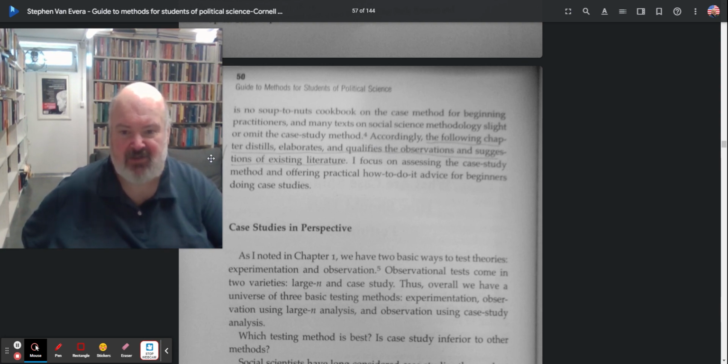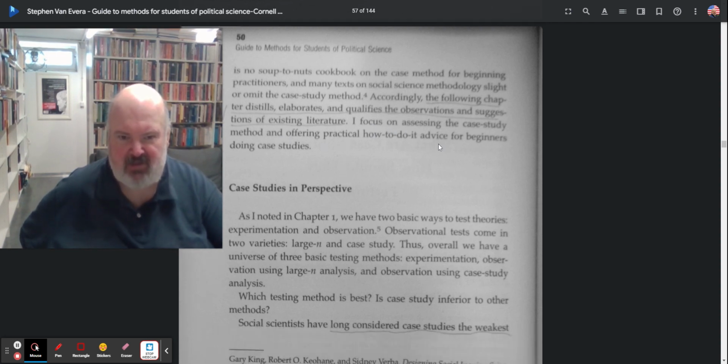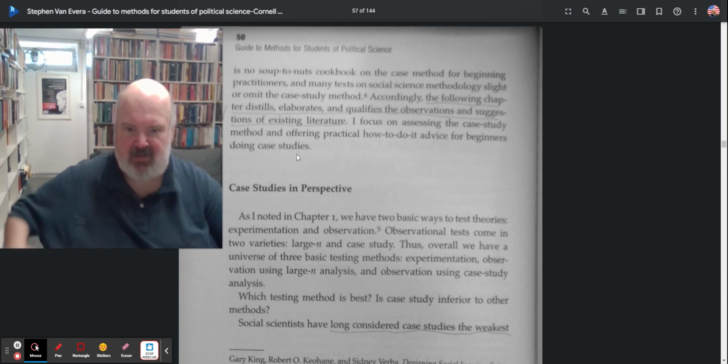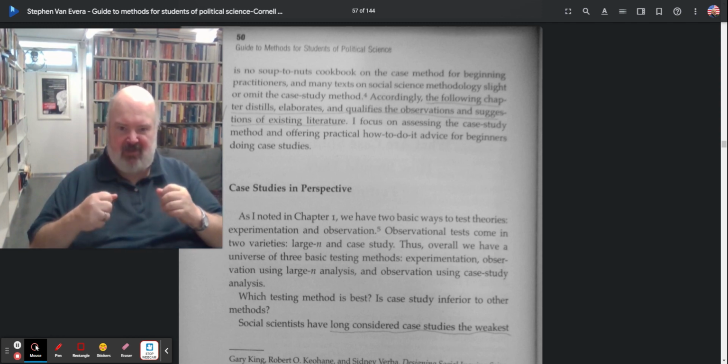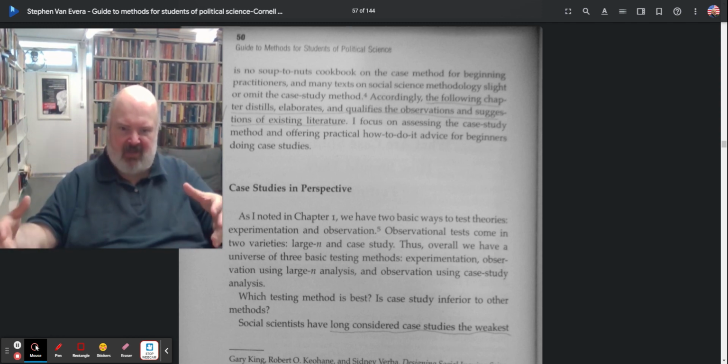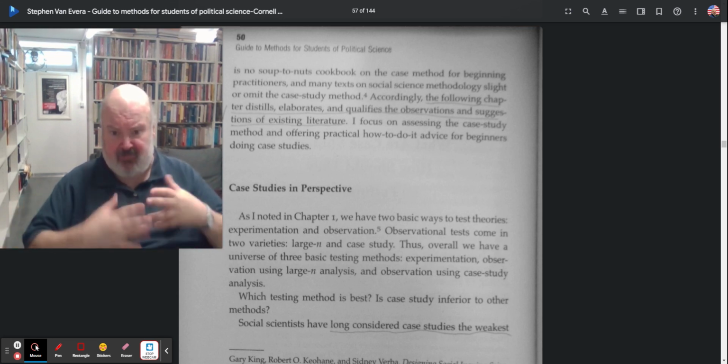Accordingly, the following chapter distills, elaborates, and qualifies the observations of the existing literature. I focus on assessing the case study and offer practitioners advice on how to do it, advice for beginners doing case studies. So this is what he's going to be doing here. The focus is one, assessing the case study advice and methods, and then offering practical how-to-do-it advice for beginners.